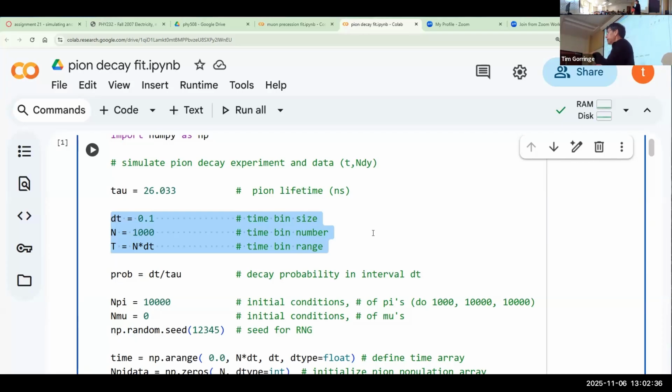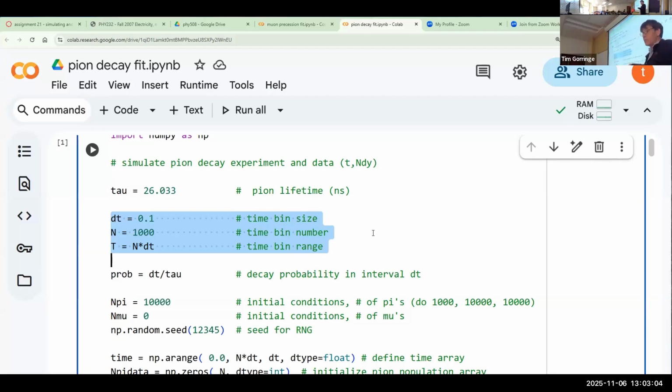I've got a 26 nanosecond lifetime. So I took time bins of 1/10 of a nanosecond. That made the lifetime of the pion some hundreds of bins, so that the bins are fine compared to the pion lifetime. I wouldn't want to fill bins that are coarse compared to the pion lifetime, because I might worry about the accuracy of the fit.